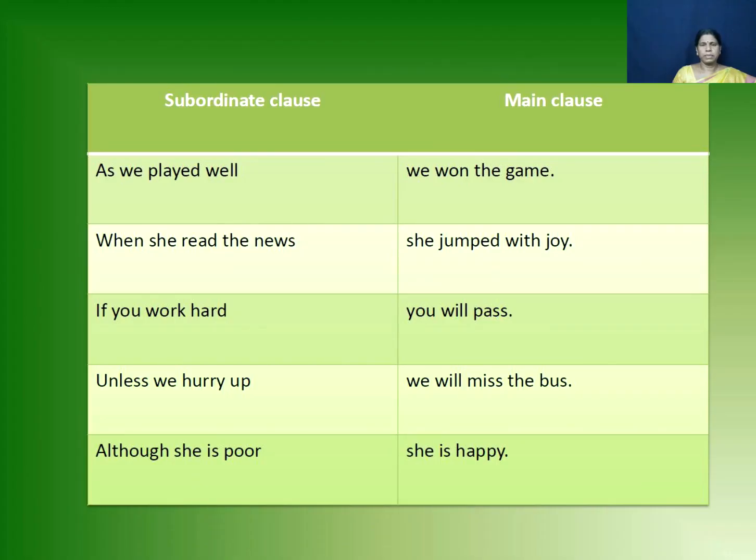Now look at the examples. In the tabular column, the first column is subordinate clause and the second column is main clause. The sentences are: As we played well, we won the game. When she read the news, she jumped with joy. If you work hard, you will pass. Unless we hurry up, we will miss the bus. Although she is poor, she is happy.